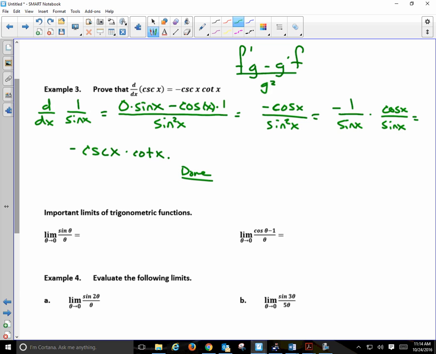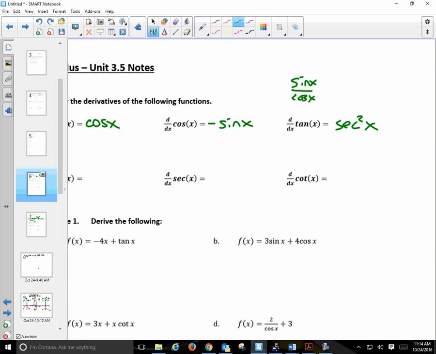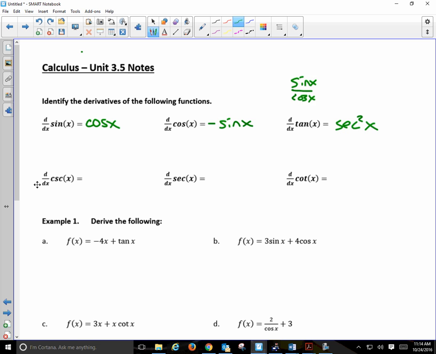Okay with that? So we'll finish off listing these derivatives. Flip back over to the other side. The derivative of cosecant is negative cosecant of x, cotangent of x. The derivative of secant is secant of x times tangent of x. And the derivative of cotangent is negative cosecant squared.